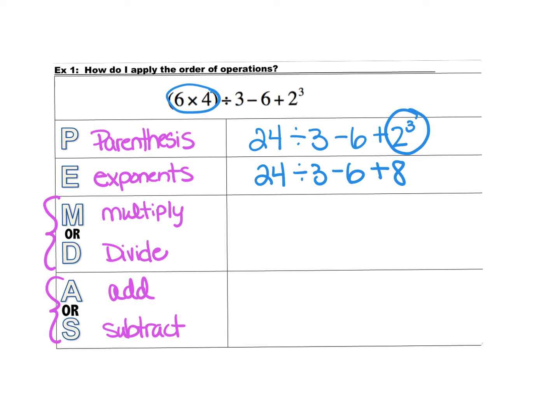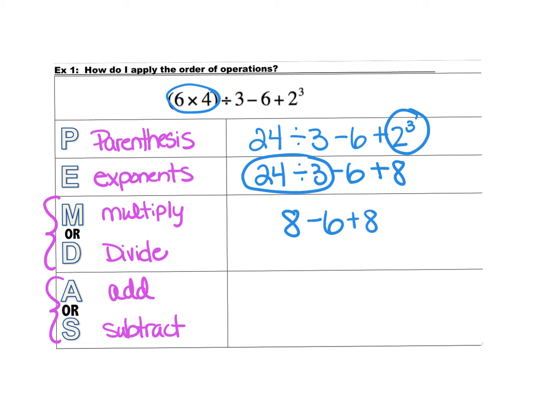All right, our next thing that we have to do is we have to then multiply or divide. Well, I don't have any multiplication, but I do have division. So I'm going to take these, and I'm going to take 24 divided by 3, and that gives me 8. Now minus 6 plus 8.